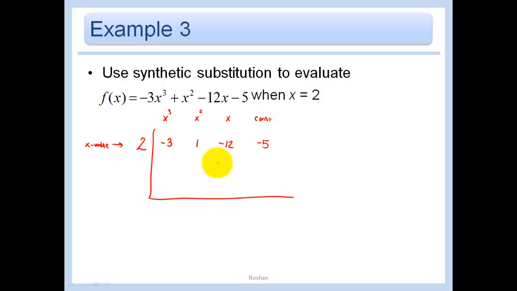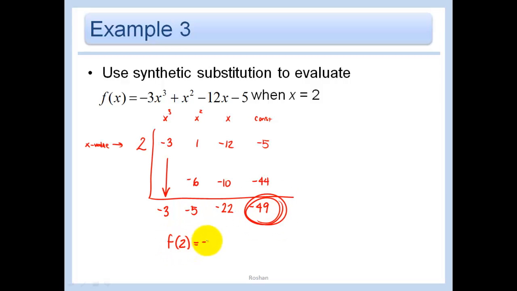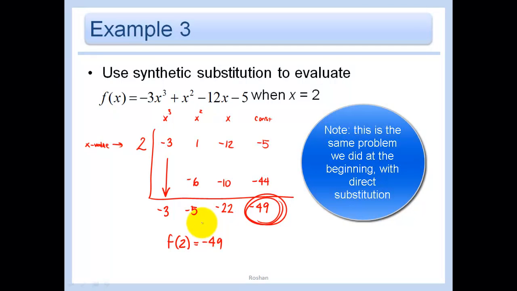Leave some space, bring this one down, negative 3, multiply, negative 6, then you add, negative 5. Negative 5 times 2 is negative 10. Then you add, negative 22. Multiply. Negative 22 times 2 is negative 44. Then you add, negative 49. And so my answer, f of 2, is negative 49.